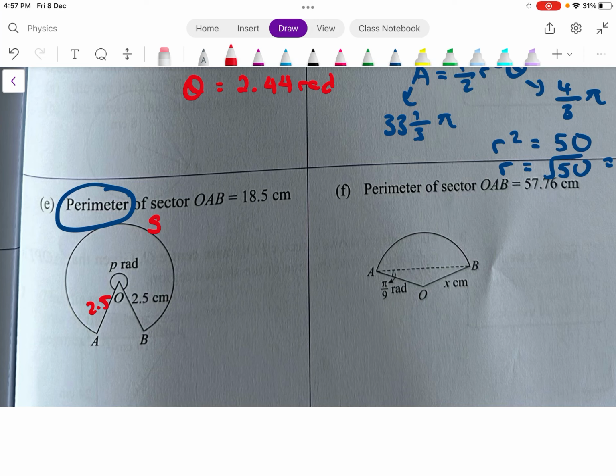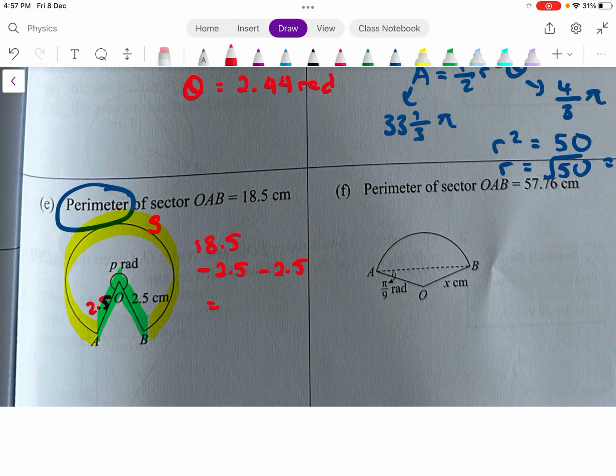So I want to find S first, or later you will know why. So 18.5 minus away 2.5, minus away 2.5. Because this is the S, remember, just now I talked about the perimeter. Perimeter is this part plus 2 of this thing. So what I will actually get, 18.5 minus 5 is about 13.5 centimeter. Okay, so this will be the S that I want. After I get the S, I can actually find the radian already.